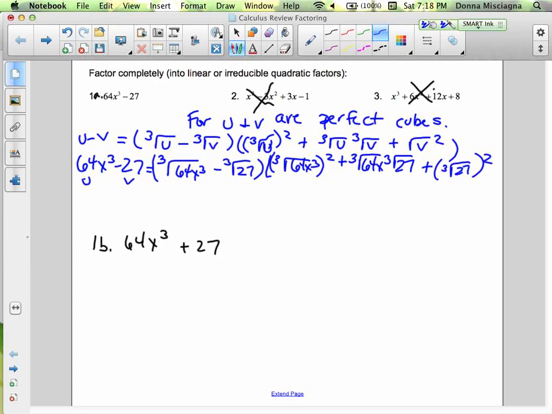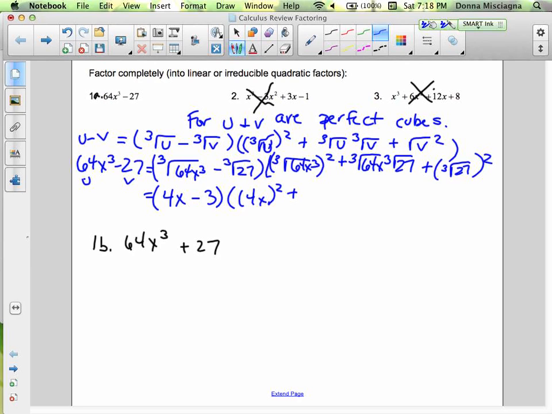Now we're just going to simplify it, and voila, it's factored. The cube root of 64 is 4. The cube root of x cubed is x. Minus the cube root of 27, which is 3. Of course, the cube root of 64x cubed is 4x, but now we're going to square that. Actually, I'll write 4x all squared, because I don't want to lose anybody. The cube root of 64x cubed is 4x, and we're going to square that.